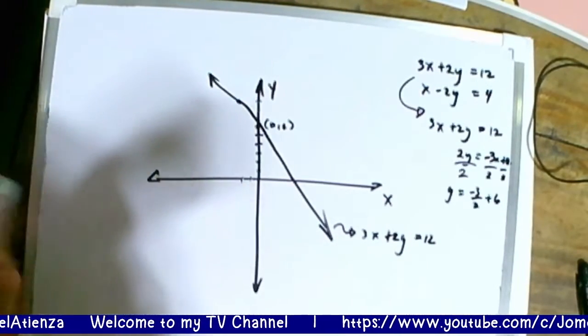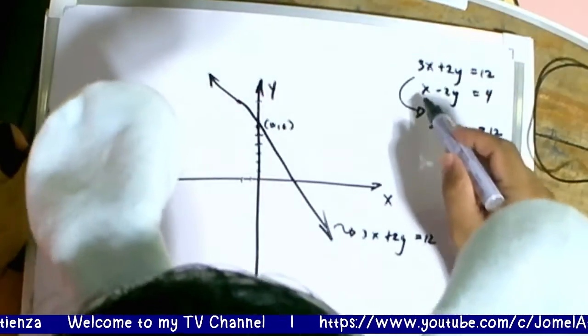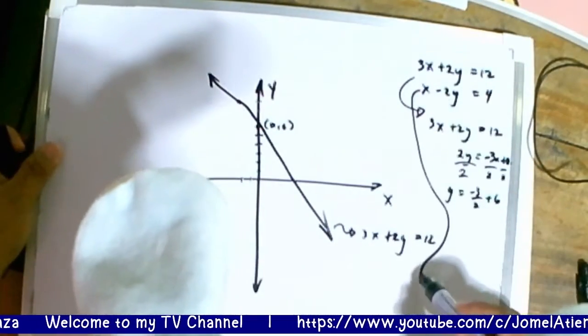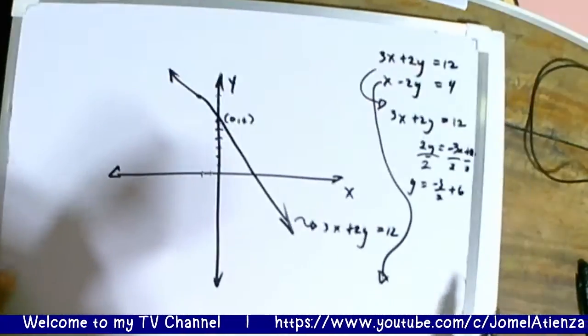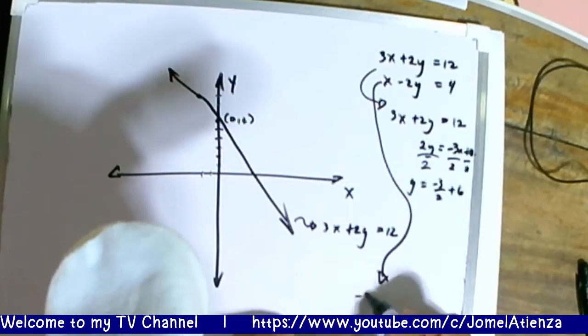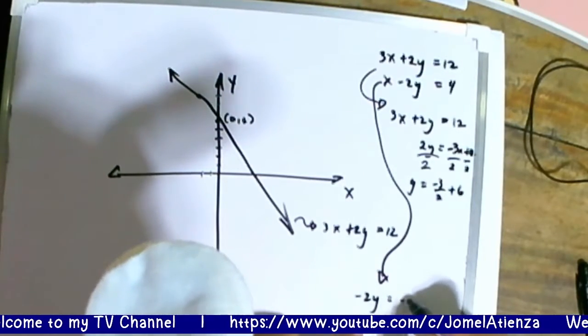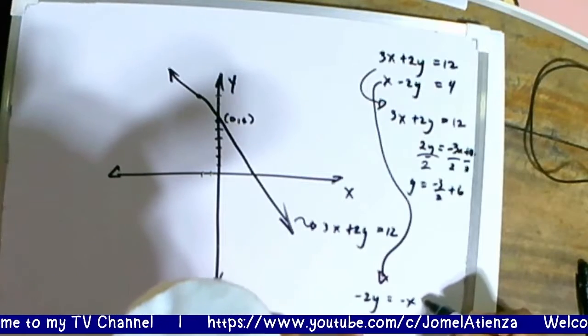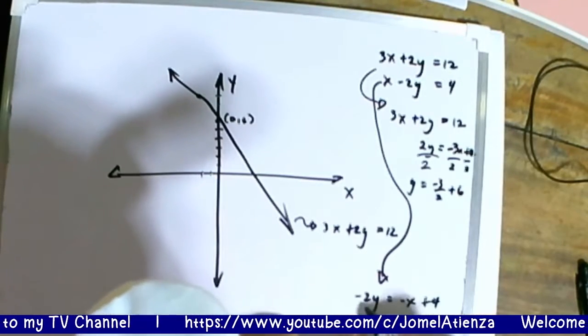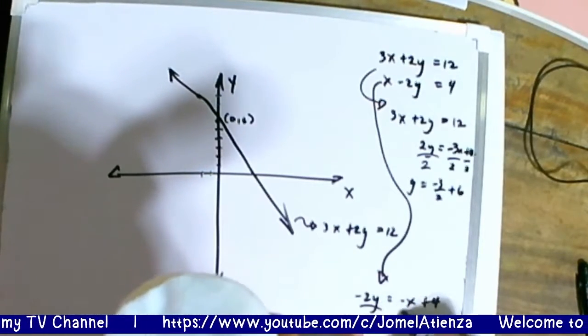Okay? And then on the second equation naman, sa second equation, we have negative 2y equals negative x plus 4. Then divide both sides by negative 2.